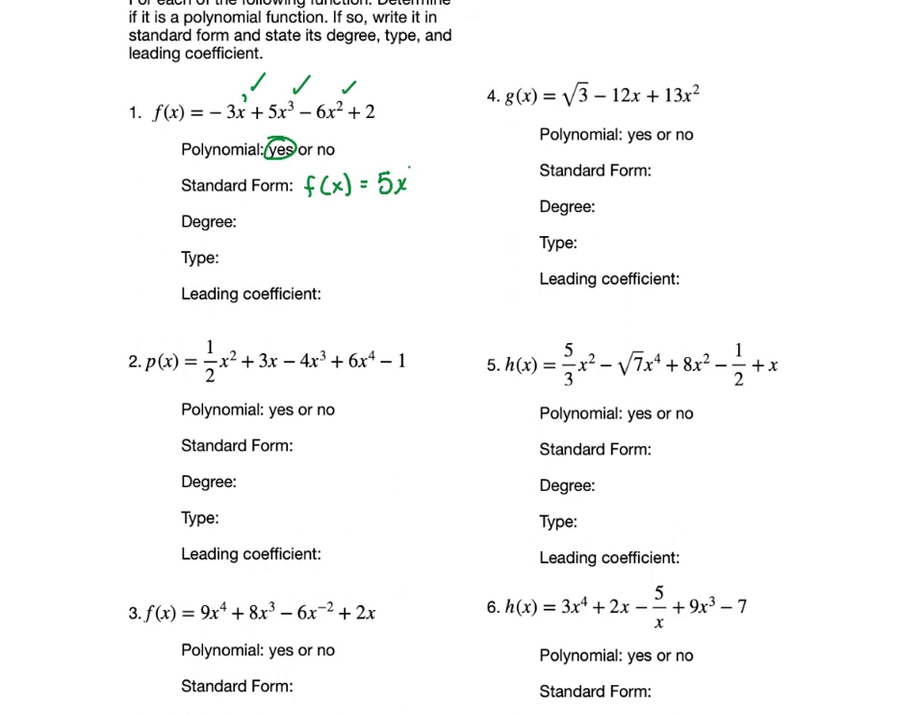5x cubed. Then the x squared, negative 6x squared next. Then the x term third, negative 3x, and then plus 2. That's standard form, degree 3, highest exponent. That makes it a cubic. And our lead coefficient is 5. So that's what your answer should look like. Please don't just put yes, write it. Put polynomial, yes, standard form, write the function, write degree, 3, type, cubic, lead coefficient, 5.